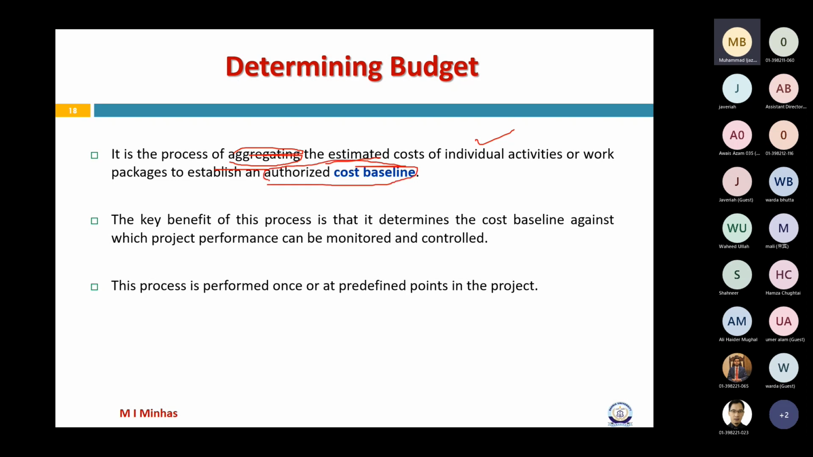Cost baseline is something that is approved, that is authorized by the sponsor for the project manager to use on the project, right? And what is the advantage of this? What benefit do we get from establishing a cost baseline or establishing a budget for that matter? This cost baseline actually gives us a reference for performance measurement, right? So against this baseline, we can actually monitor and control our performance, right? Is it clear?